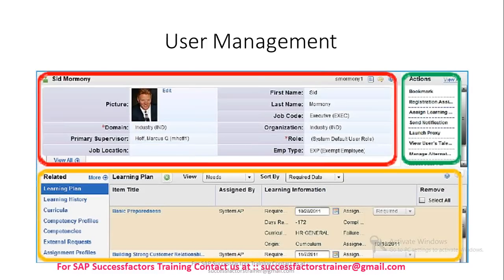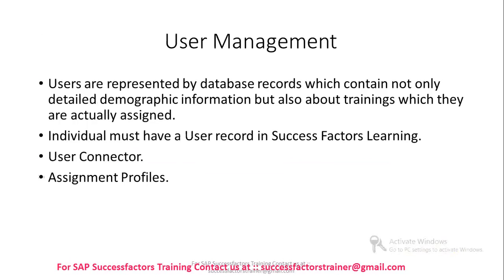This is how a user record looks in the SuccessFactors learning management system. It has three important areas. The red one, which is marked, is the core area, the green one is for the possible actions that you can do, and the yellow one stands for the related more area. The related more area shows what other entities present in the LMS you can relate with the user. This is all about user management.